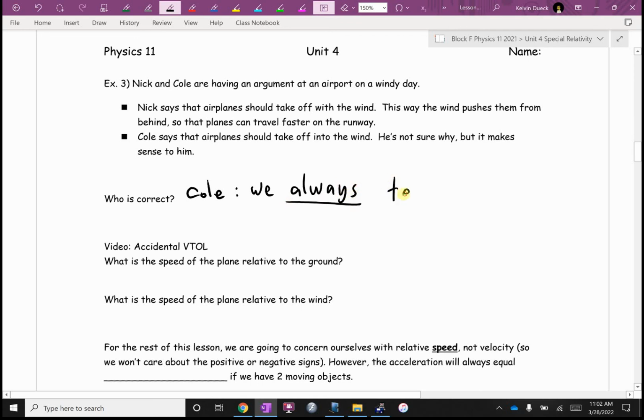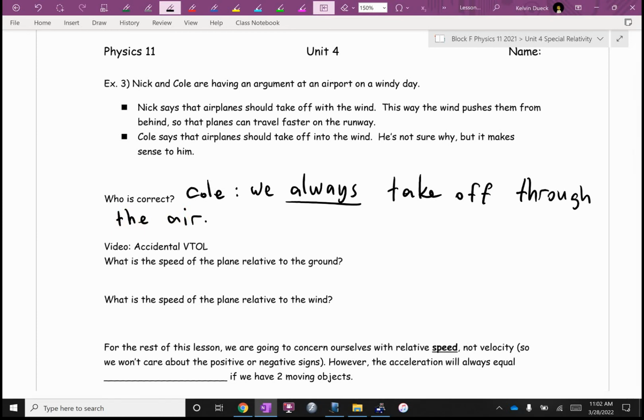We always take off through the air. Let's suppose that your takeoff airspeed needs to be 50 meters per second. And let's suppose the wind going past you is at 49 meters per second. You're almost ready to take off.